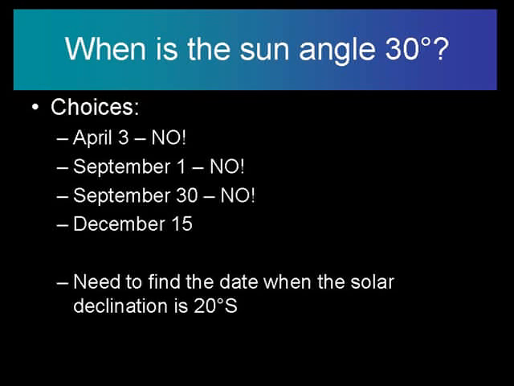However, September 30th is only a couple days after the September equinox, when the solar declination was at the equator. It's not very likely that only a few days after the September equinox, the solar declination would be all the way down to 20 degrees south. On the other hand, December 15th is only a couple of days before the December solstice, when the sun is directly overhead at 23.5 degrees south. Therefore, December 15th is a much more reasonable date to think that the solar declination would be 20 degrees south.